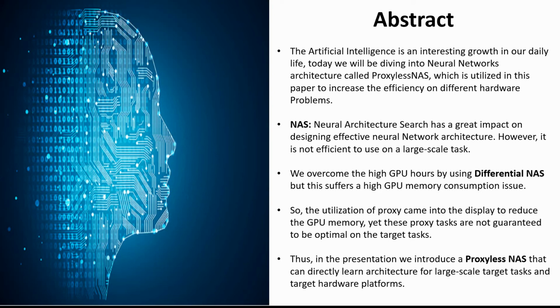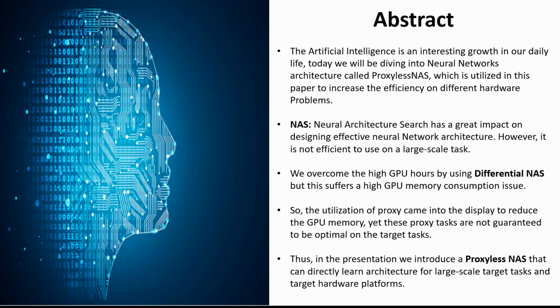Okay, abstract. First of all, AI. We know AI is rapidly growing in our daily life, but we'll be looking into a specific neural network called NAS. What does NAS mean? NAS is neural architecture search, which has a great impact on designing effective neural network architectures. However, it is not efficient to use on a large scale. This is because it has a high GPU cost.